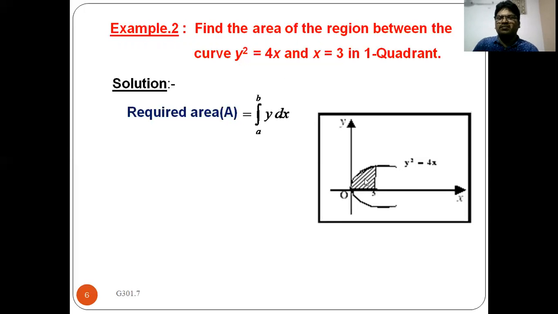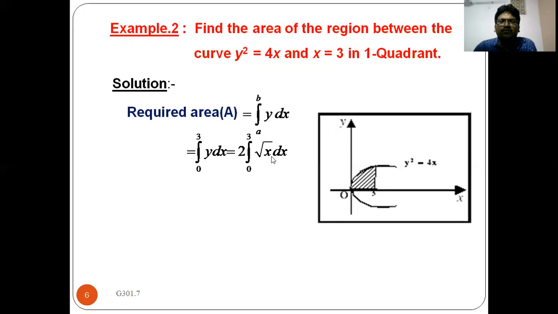So we have to find the area of this region. The curve is y square is equal to 4x. We have to write the y value here. Therefore, y is equal to root 4x, therefore 2 into root x.